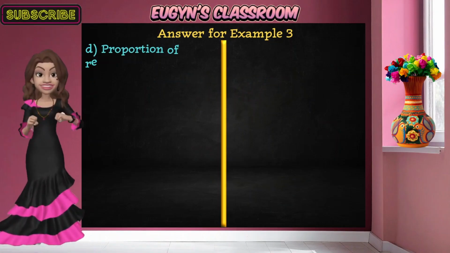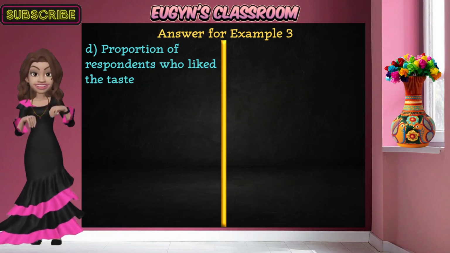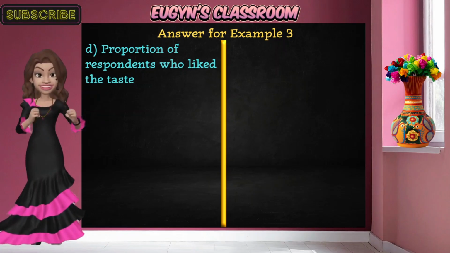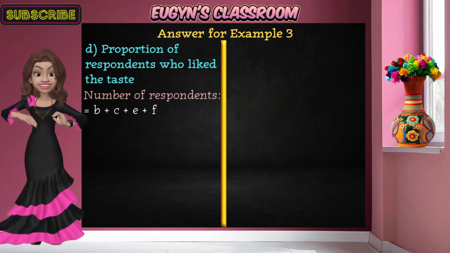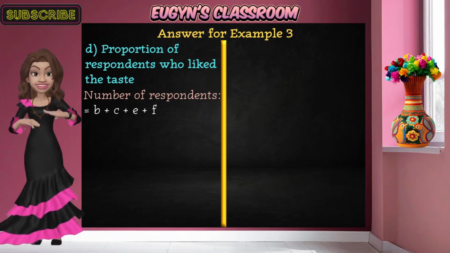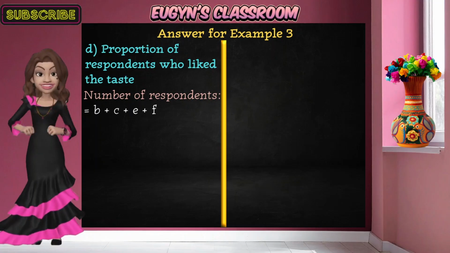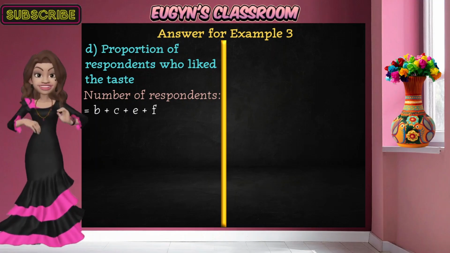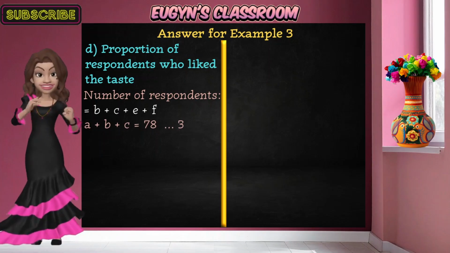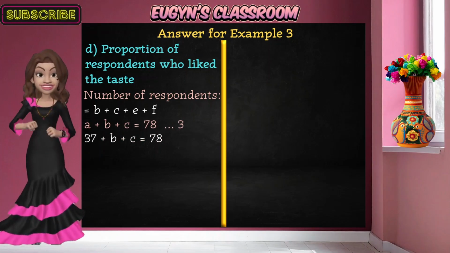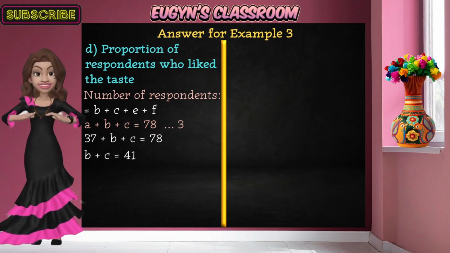In part D, we're supposed to get the proportion of respondents who liked the taste. First, we'll calculate the number of respondents by adding all the letters in circle T. The letters are B, C, E, and F. We already have the value for E plus F from equation 2, that is 22. Therefore, we need to get the value for B plus C. We can use equation 3, whereby A plus B plus C equals 78. We have the value for A is 37 from equation 4. With that, B plus C is 78 minus 37, which is 41.